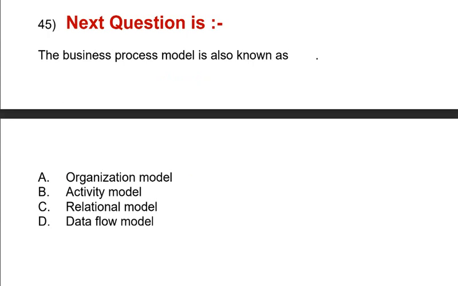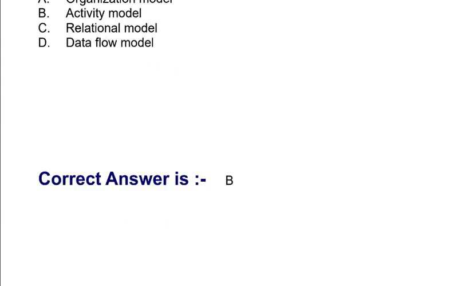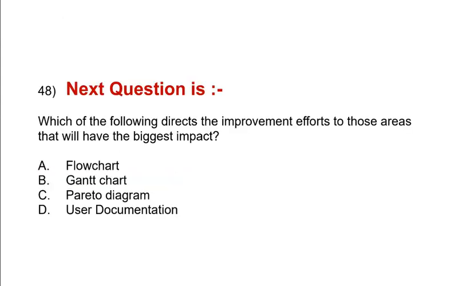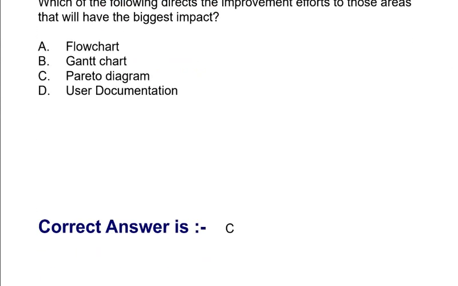Question is, the business process model is also known as option A, organization model, option B, activity model, option C, relational model, option D, data flow model. Correct answer is option B. Question is, which of the following directs the improvement efforts to those areas that will have the biggest impact? Option A, flowchart. Option B, Gantt chart. Option C, Pareto diagram. Option D, user documentation. Correct answer is option C.